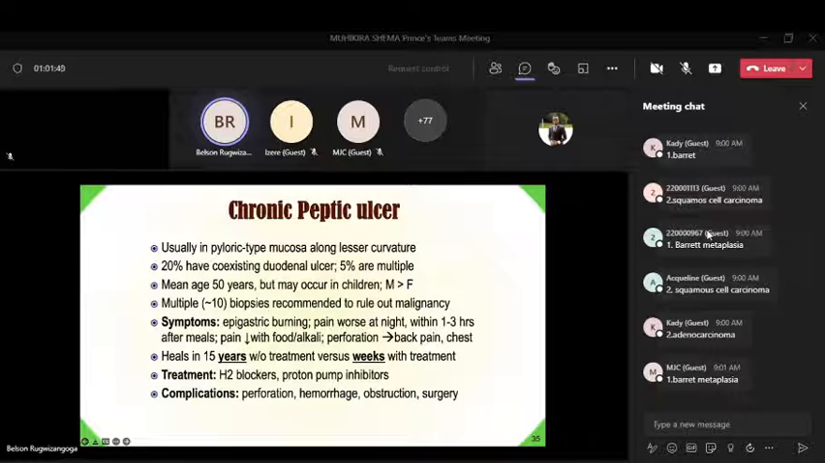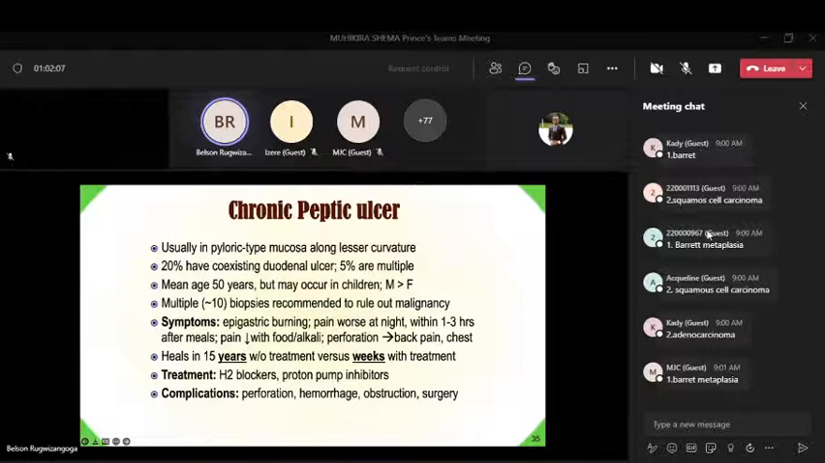So the mean age is 50 years, but it may occur even in children, especially if they are stressed, like those who are burnt or any other cause of severe stress. Males are more affected than females.